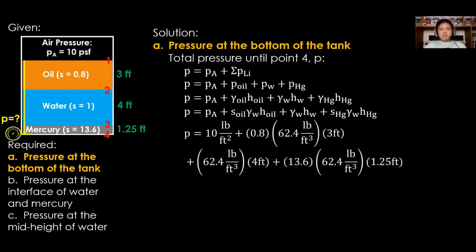Substitute the values. P now is equal to PA, that is 10 pounds per square foot, plus specific gravity of oil, that is 0.8, times the unit weight of reference fluid, which is water, 62.4 pounds per cubic foot. Then multiply to the height of oil, equivalent to 3 feet, plus gamma of water, again 62.4, times the height of water, which is 4 feet, then plus we have the specific gravity of mercury, so 13.6, times the gamma of water, 62.4, times the corresponding height of mercury, which is 1.25 foot.